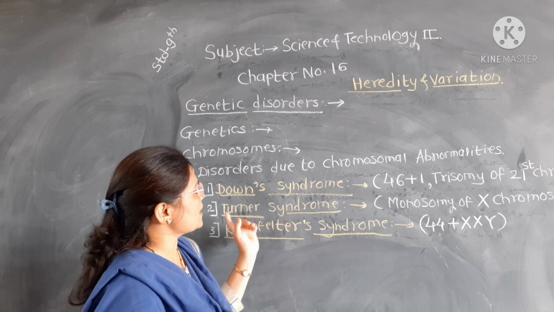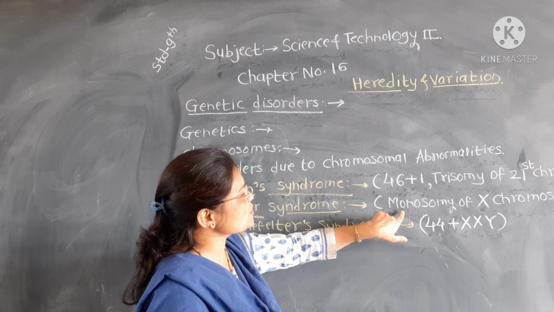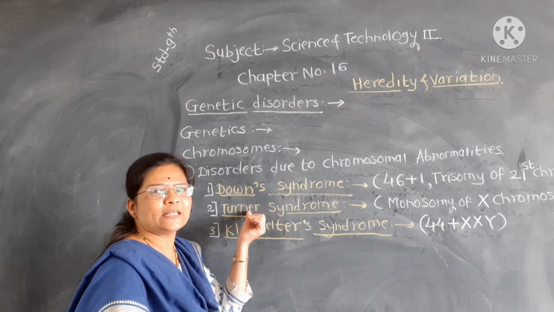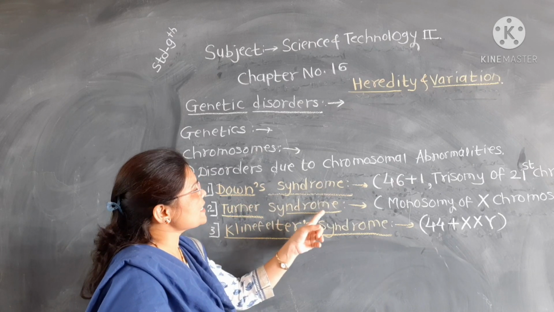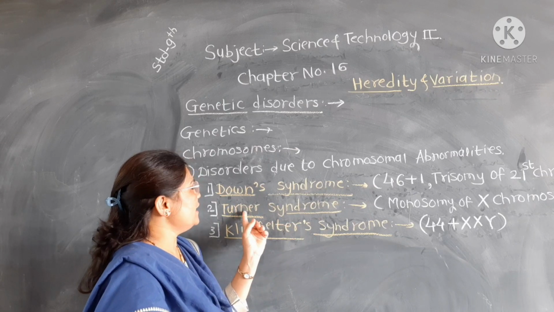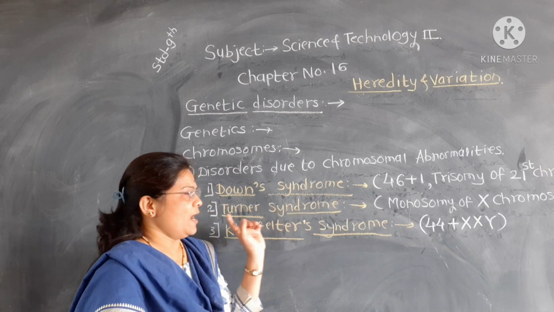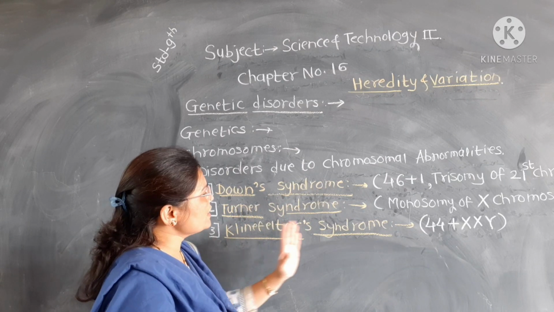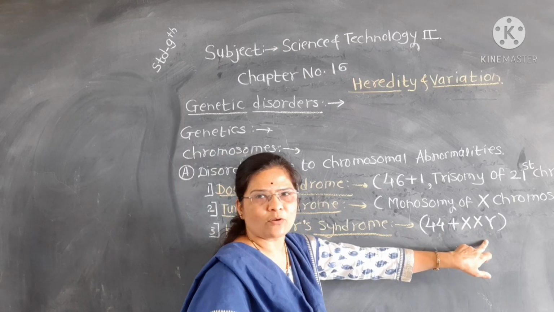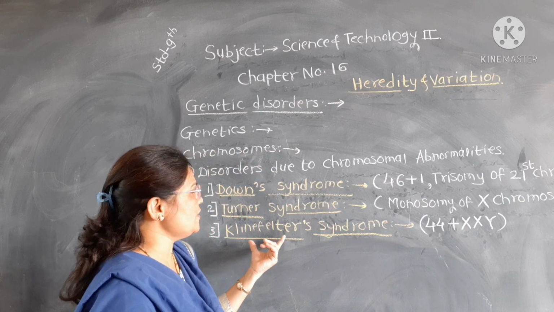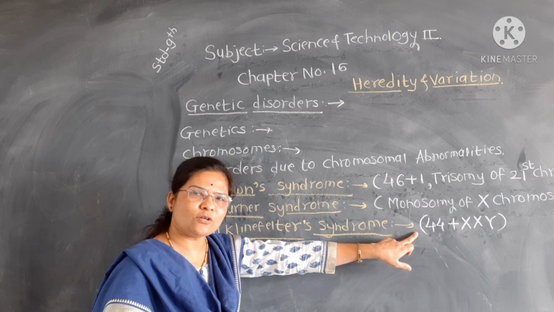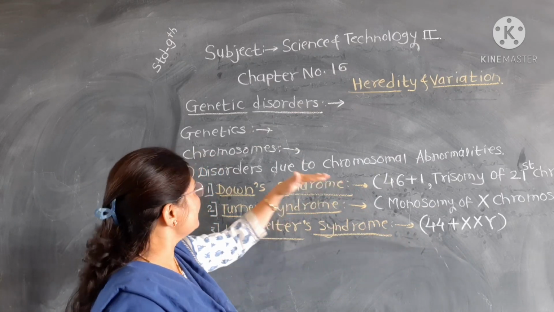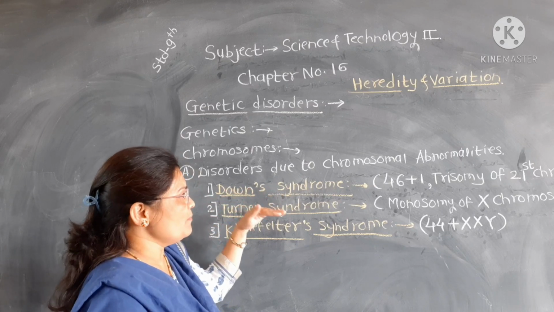Then Turner syndrome is called monosomy of the X chromosome. This syndrome occurs only in women, and those women are sterile. Sterile means their genital parts are not developed. Then Klinefelter syndrome: in Klinefelter syndrome, 44 plus XXY chromosomes are present. This syndrome occurs only in males, and those males are also sterile. They cannot give birth to a child after marriage.